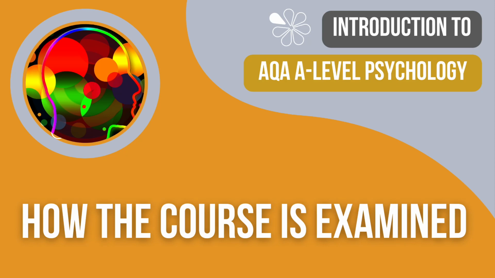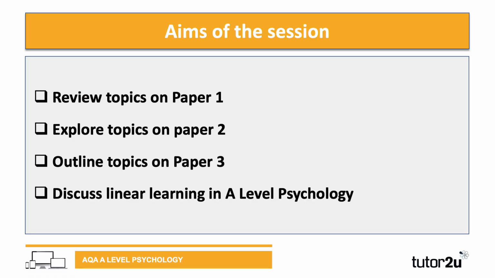Okay, this is the course assessment for Introduction to AQA A-Level Psychology. We're going to be looking at the topics on paper 1, 2 and 3, and we're also going to be discussing linear learning in A-Level Psychology and what that really means.